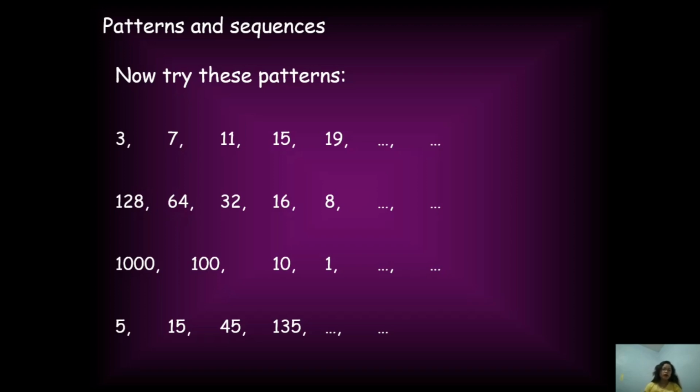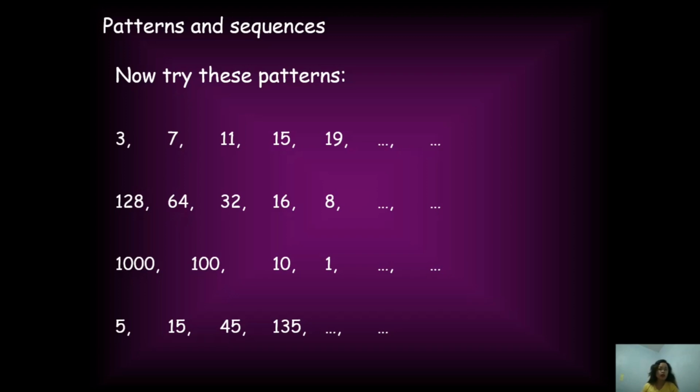Then another one. Here, 1,000, 100, 10, and 1. I think the pattern here is divide by 10. 1,000 divided by 10 is 100. 100 divided by 10 is equal to 10. Then 10 divided by 10 is 1. Then 1 divided by 10 is 0.1. Then 0.1 divided by 10 is 0.01. So that's it.